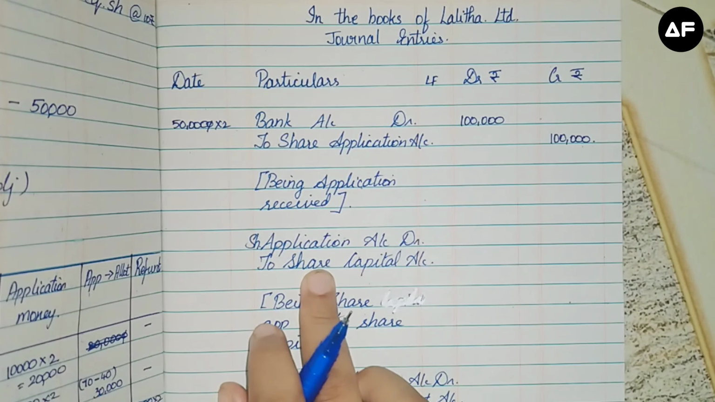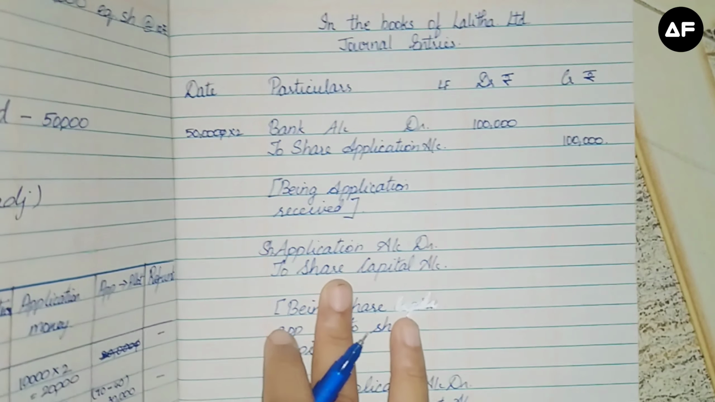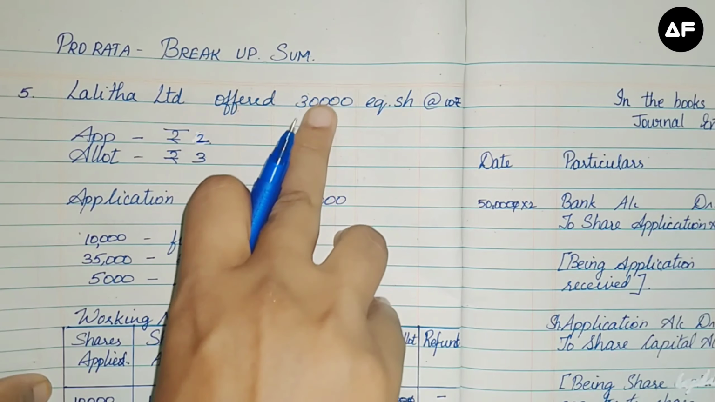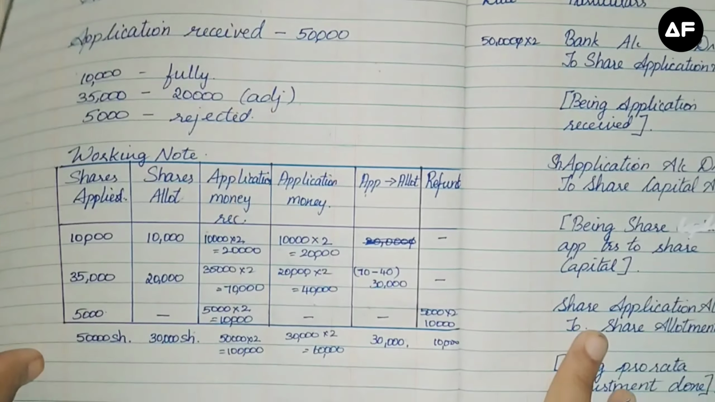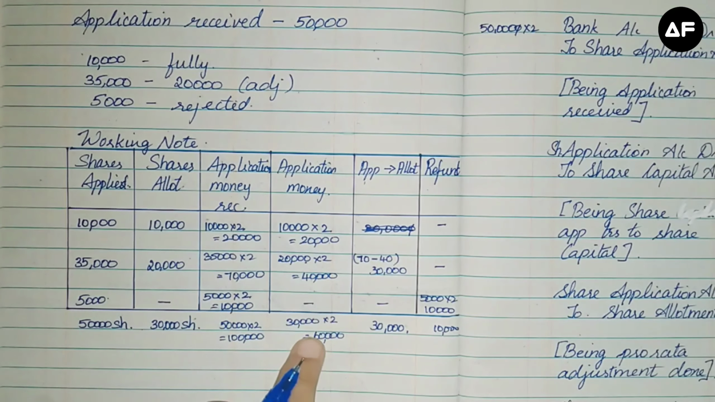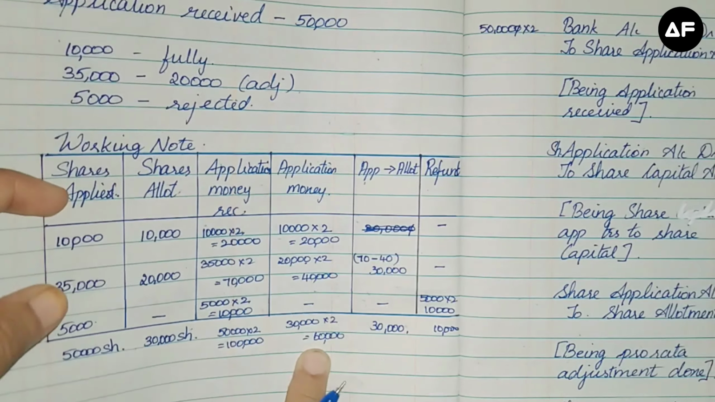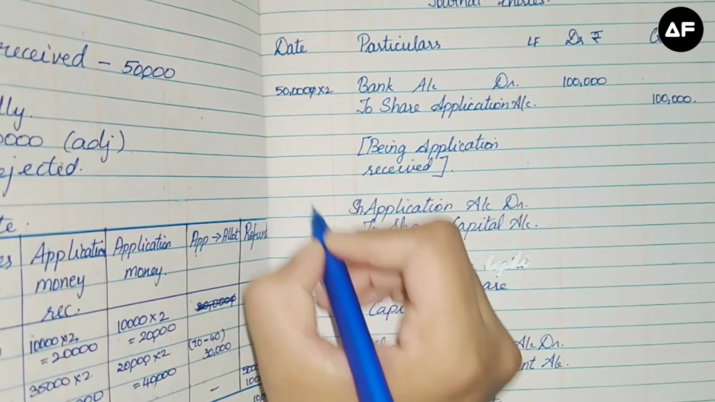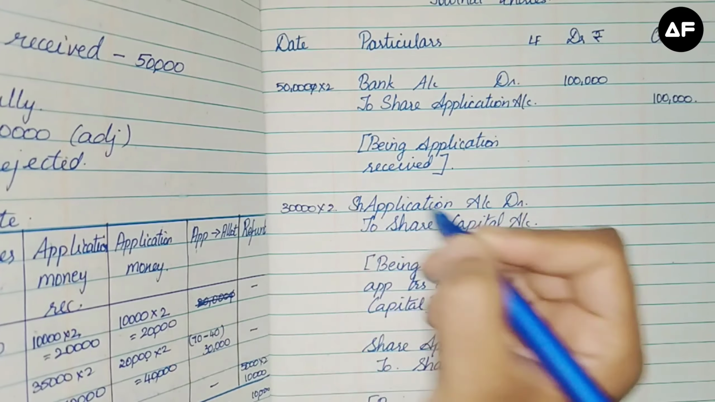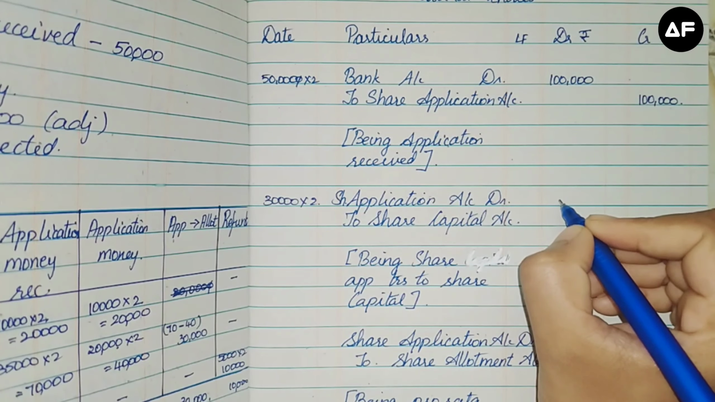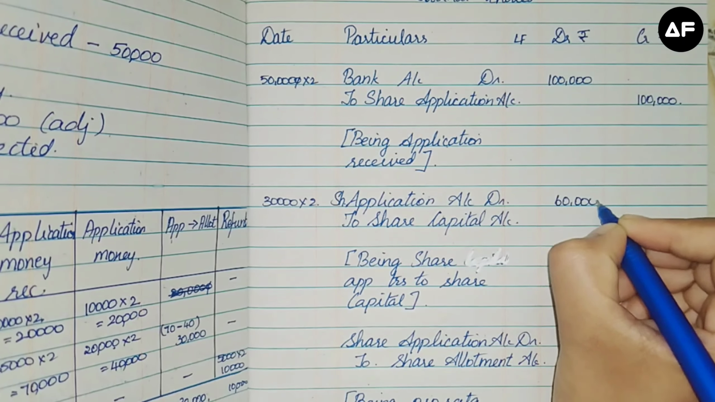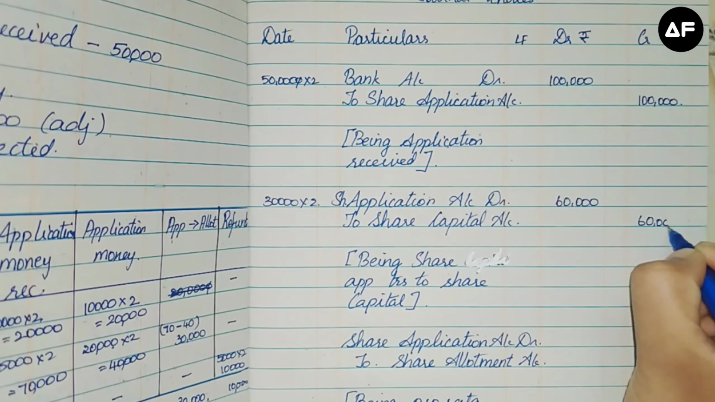Now what is the actual amount of application to be received? So actually they have offered only 30,000 shares. So the actual amount of application will be 30,000 into 2. So when you look into the working note, the next column is 30,000 into 2. Though we have a breakup, we will come to the same conclusion. So 30,000 into 2 is 60,000 rupees, which is supposed to be actually received by the company.